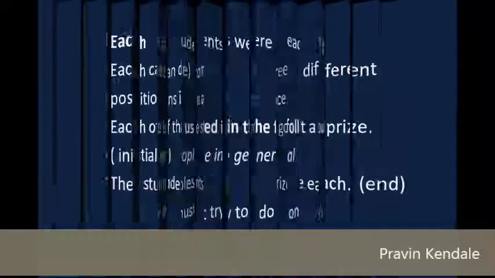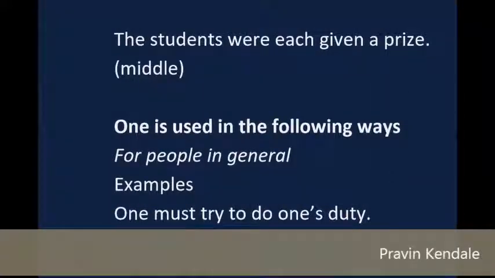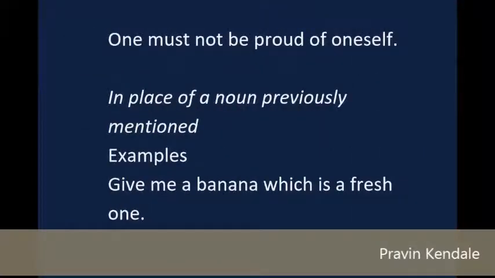One is used in the following ways. For people in general. Examples. One must try to do one's duty. One must not be proud of oneself. In place of a noun previously mentioned. Examples. Give me a banana which is a fresh one. Give me bananas which are fresh ones.